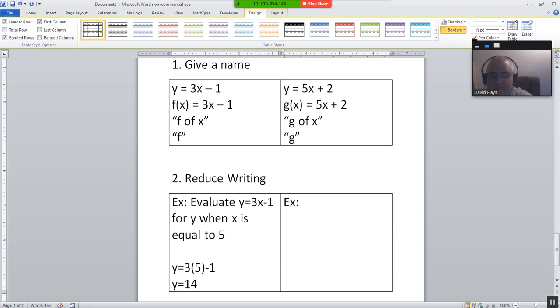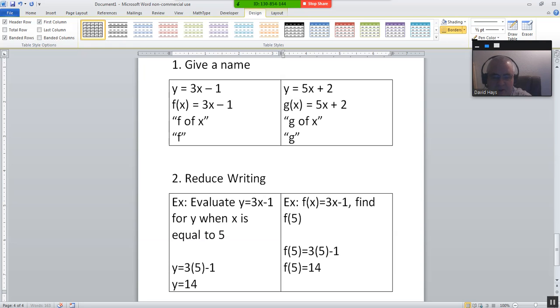Well, instead of doing all that writing, what you could simply say is f of x is equal to 3x minus 1, and say find f of 5. Now this notation, this wording here, says the exact same thing as the previous example. And we solve it the same way. To find f of 5, you go through and put parentheses where your x was, and then you'll put 5 in.